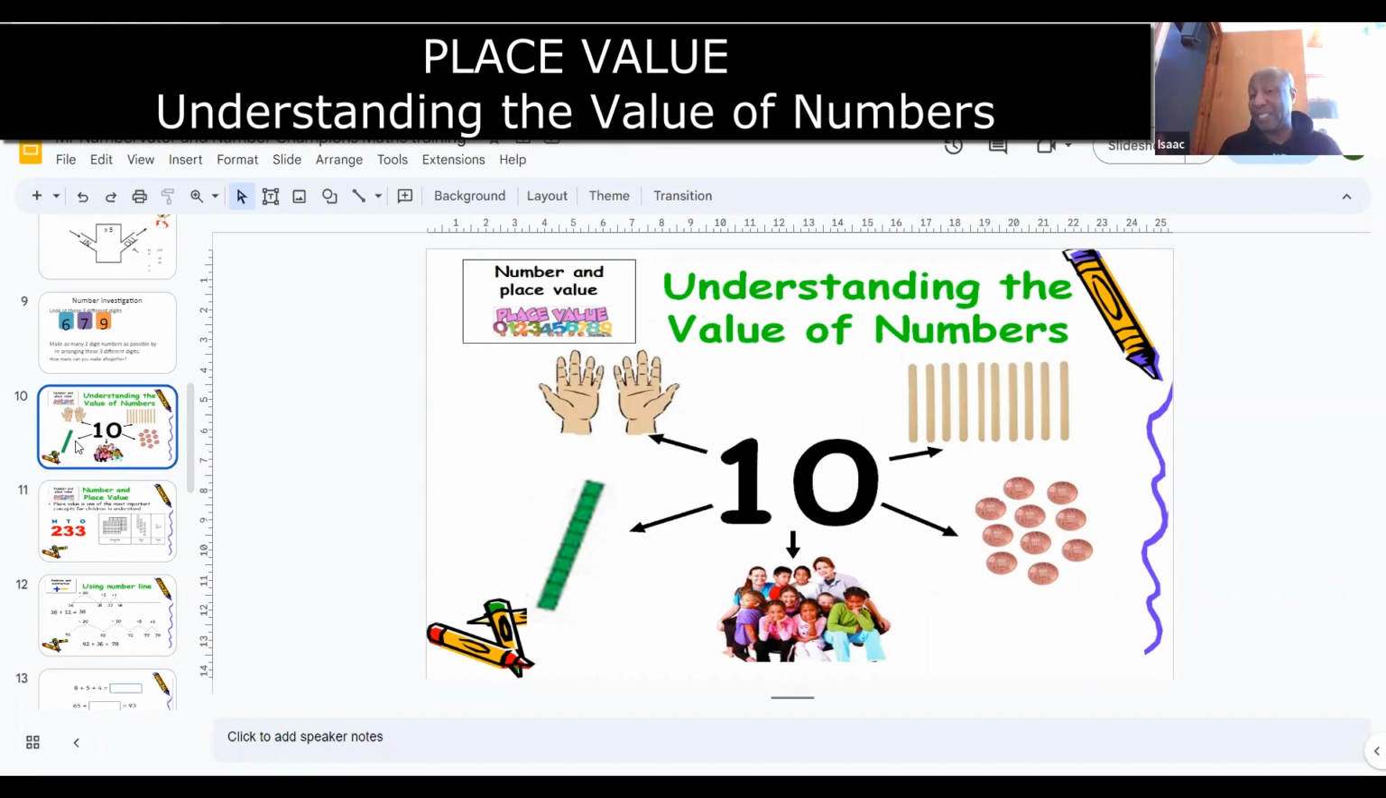I'm looking at place value. Now, place value, understanding the value of numbers, we can deliver it, we can present it in a variety of ways. And we need to let children know that the hands, their fingers, they can use as a counting tool, lollipop sticks, buttons, human beings themselves. We've got the rulers. So there are different manipulatives and different resources that you can be using.